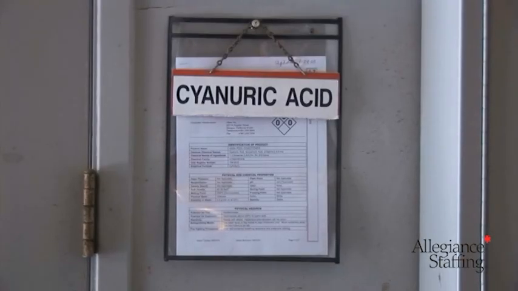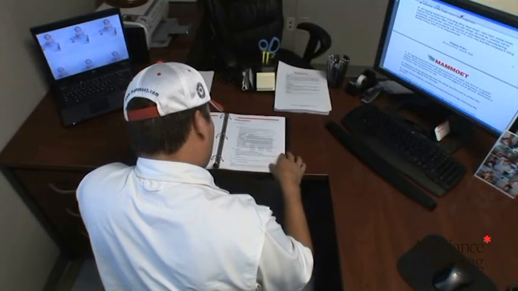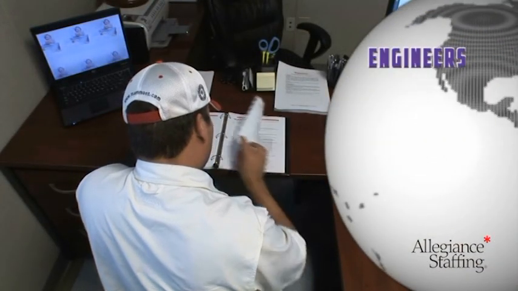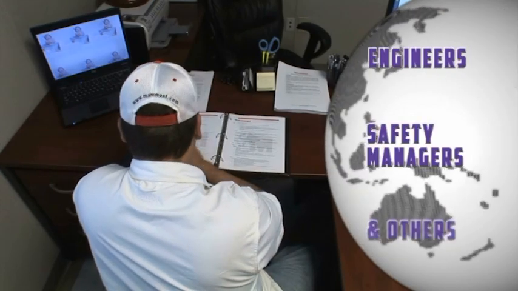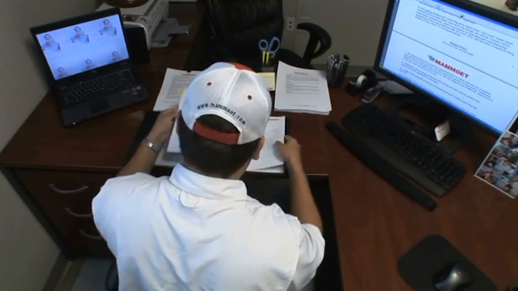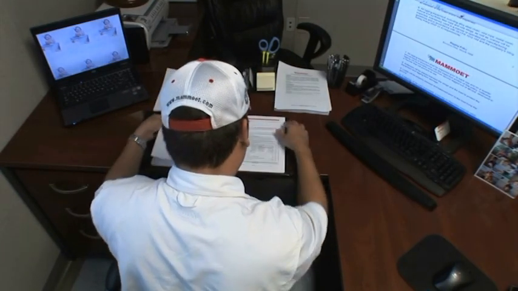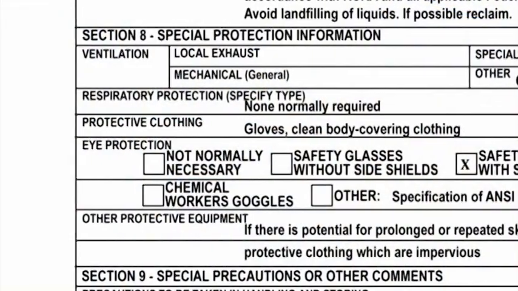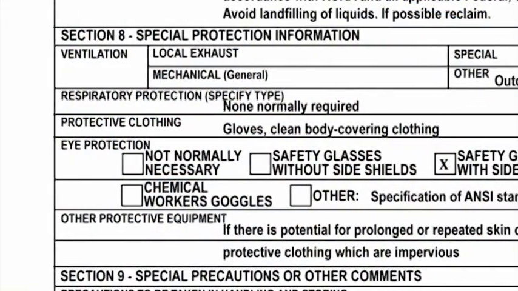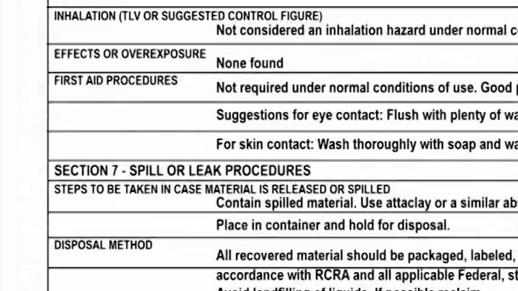The primary requirement is the MSDS must be readily accessible. Much of the MSDS information is used by engineers, safety managers, and others to determine the actual hazard of the chemical and develop policies and procedures for the safe use, handling, storing, and disposing of the chemical. The MSDS also provides information on what type of personal protective equipment is necessary and first aid procedures to take in case of exposure.